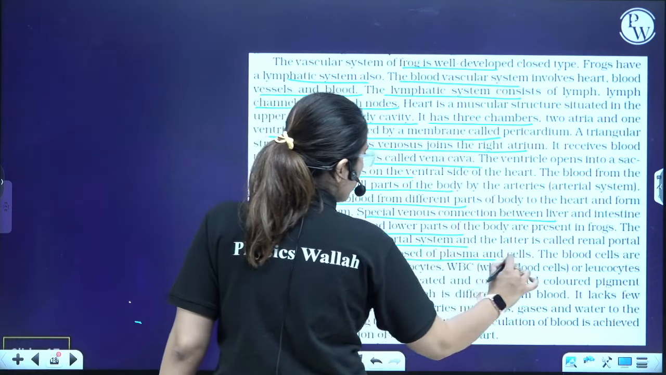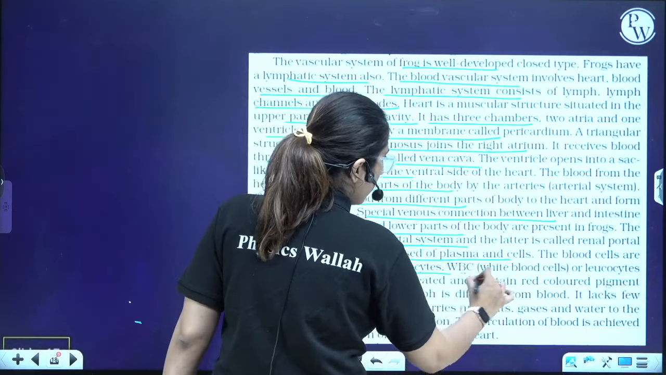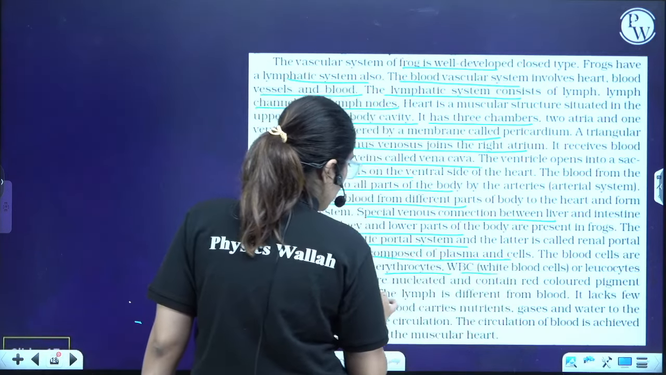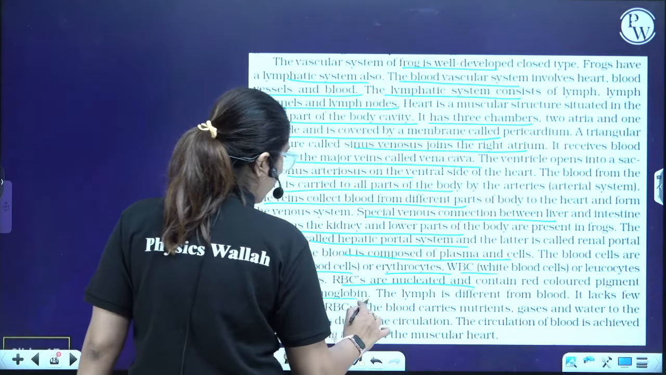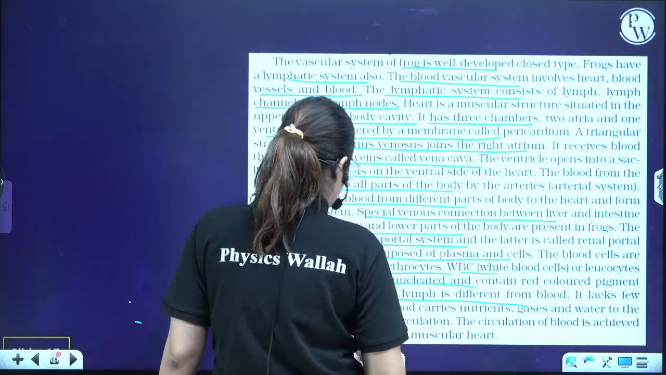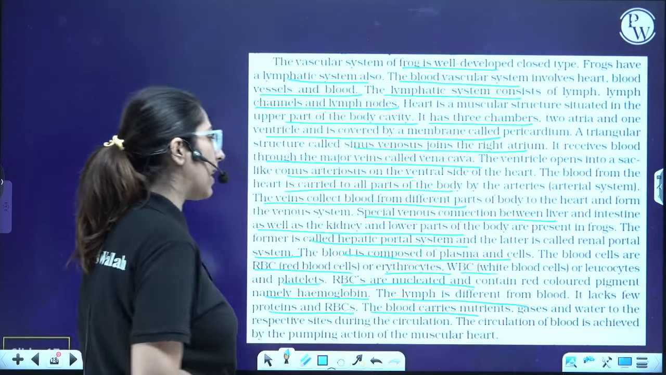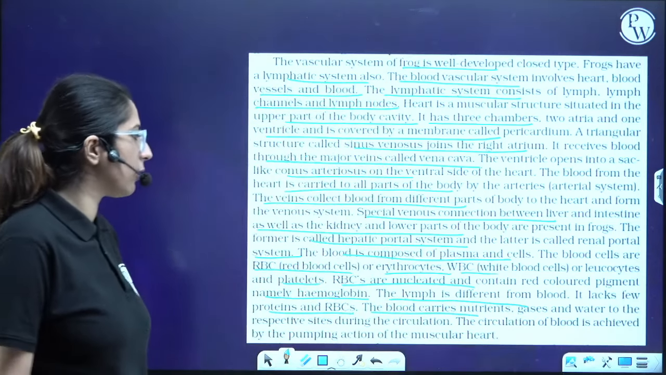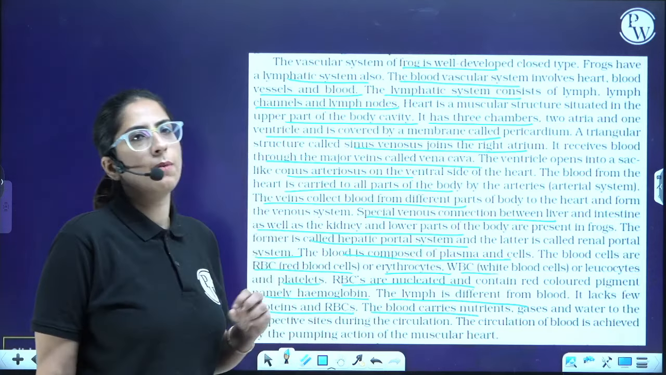The blood is composed of plasma and cells. The blood cells are RBC, erythrocytes, WBC, leukocytes, and platelets. RBCs are nucleated and contain a red pigment, hemoglobin. The lymph is different from blood. It lacks few proteins and RBC. The blood carries nutrients, gases and water to respective sites during circulation. Circulation of blood is achieved by the pumping action of the muscular heart.